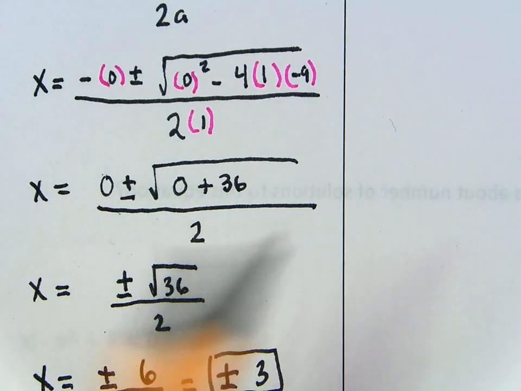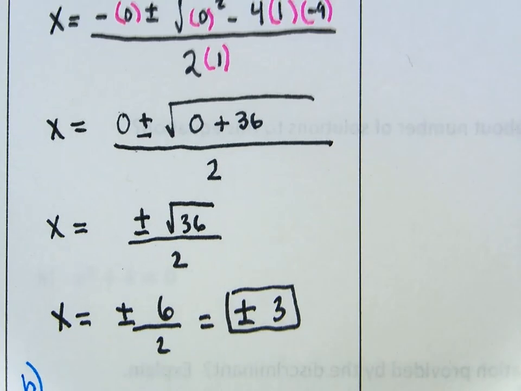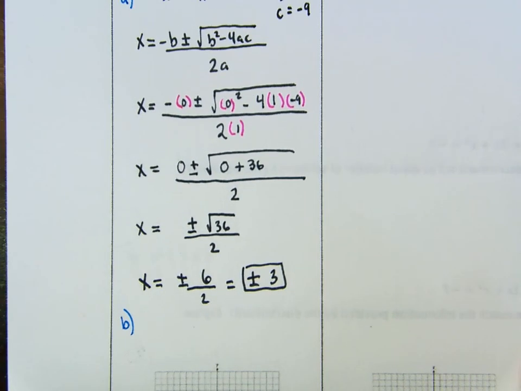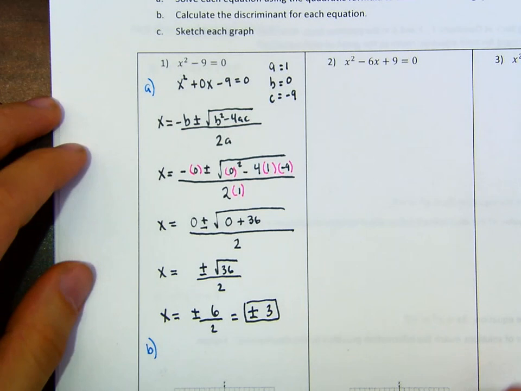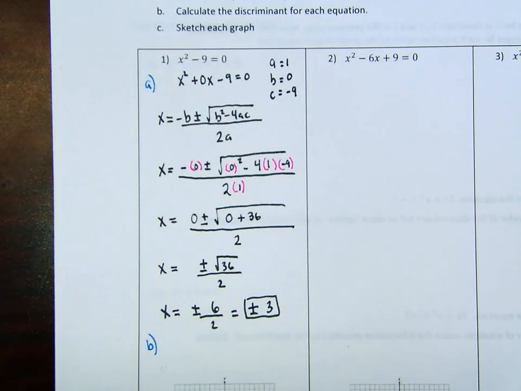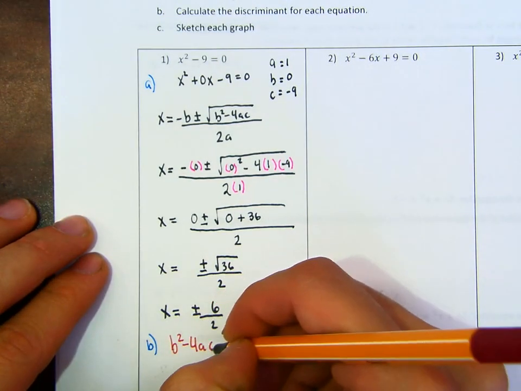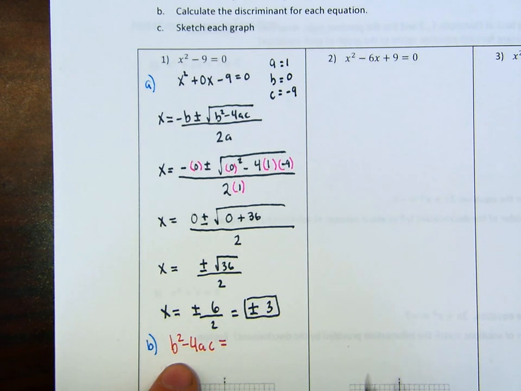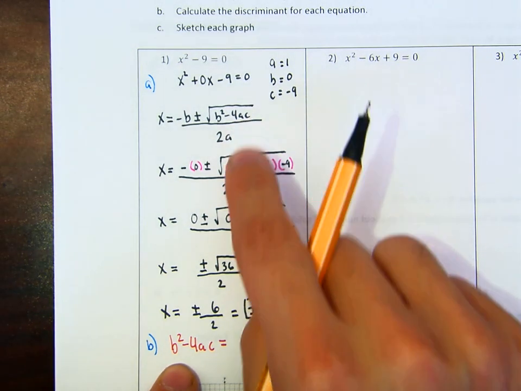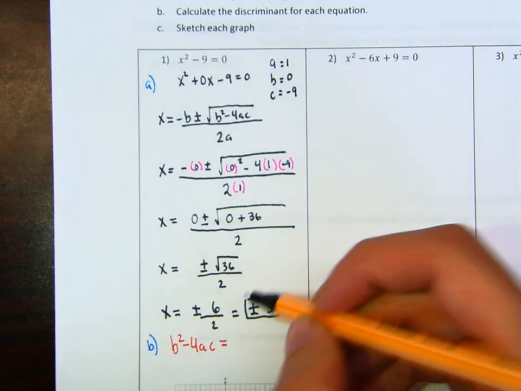Alright, now let's look at the next part here. Part B, what is part B asking us to do? Part B is asking us to find the discriminant. So what is the discriminant for this equation? Notice it's just the b squared minus 4ac. But we already did the b squared minus 4ac. What did we get for b squared minus 4ac? At the very end, inside the radical, we got 36.